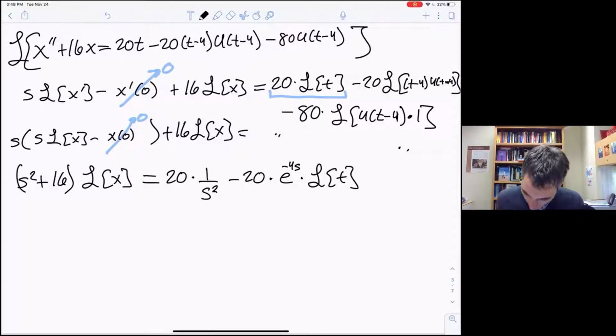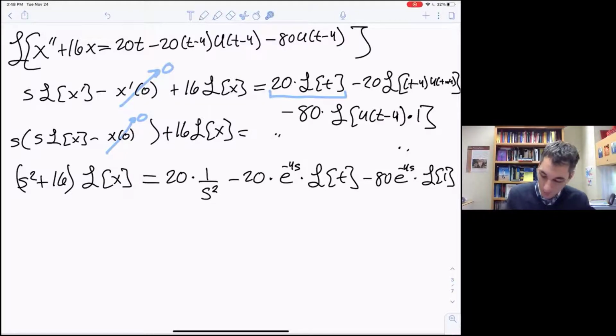And then I'm going to have minus 80. I've got a shift of e to the minus 4s, and then I just need L of 1. Again, this is really the 1 function that's been translated by 4 units. So I get the translation e to the minus 4s and then L of 1. And I should know what these are now.